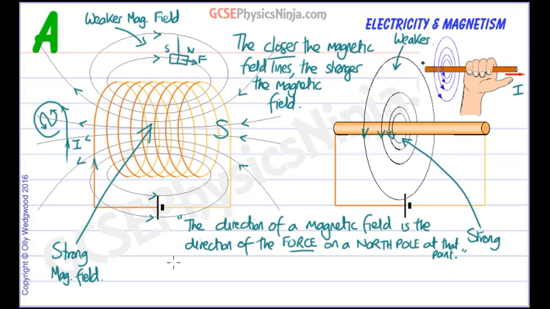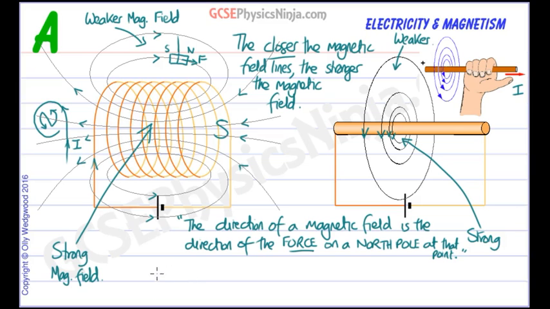Finally, one last important piece to mention here is what happens if you increase the current and what happens if you change the direction of the current. Very simply, if you increase the current, the strength of the magnetic field increases. So you get more lines, more densely packed. And if you change the direction of the current, then everything reverses. Just the direction of the magnetic field reverses.